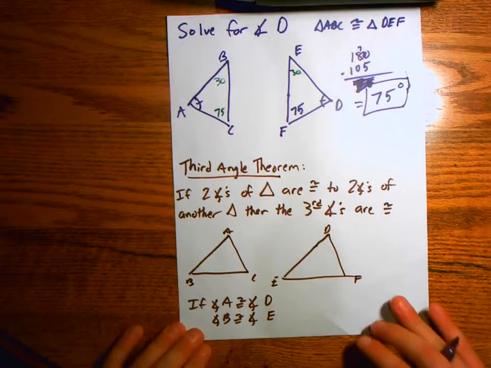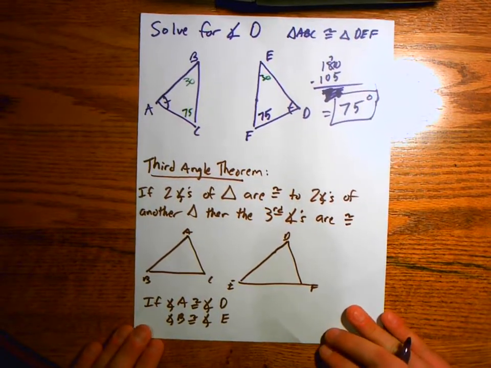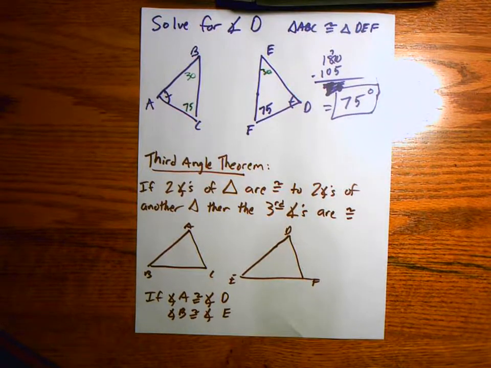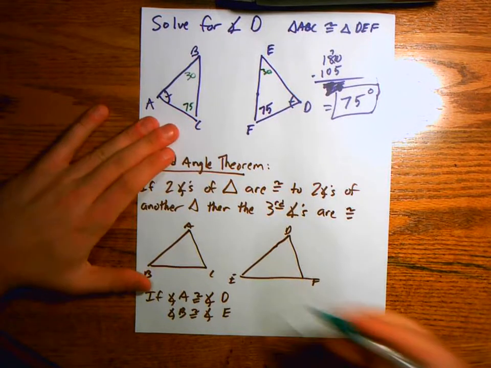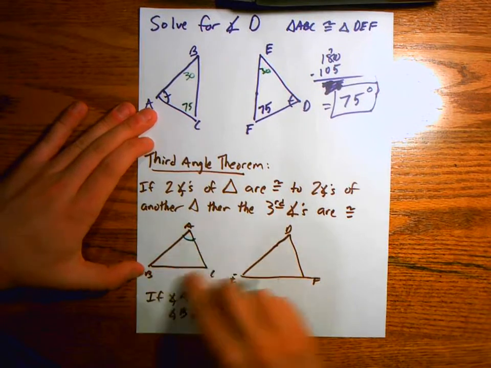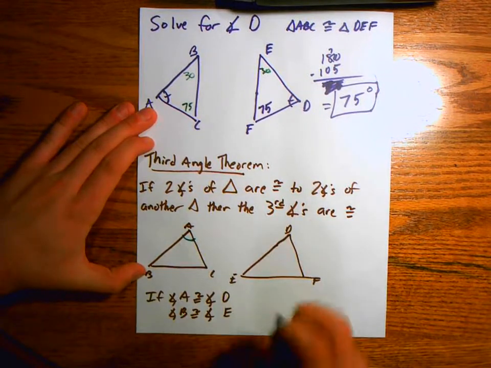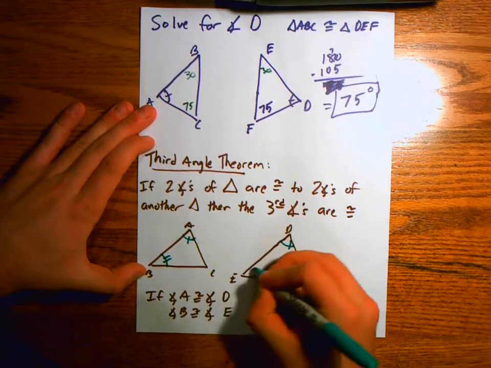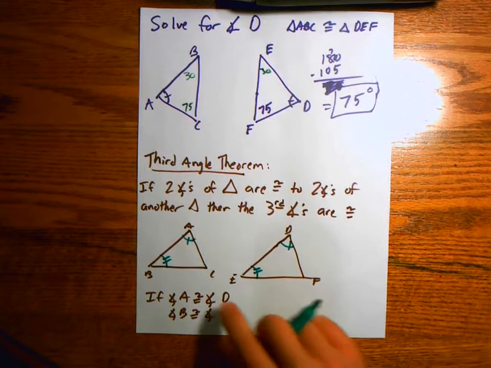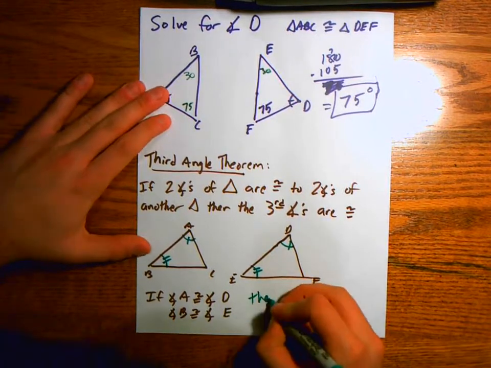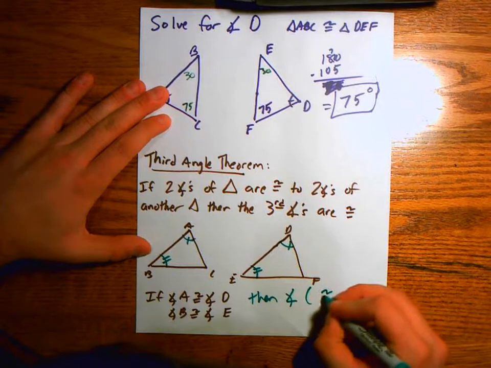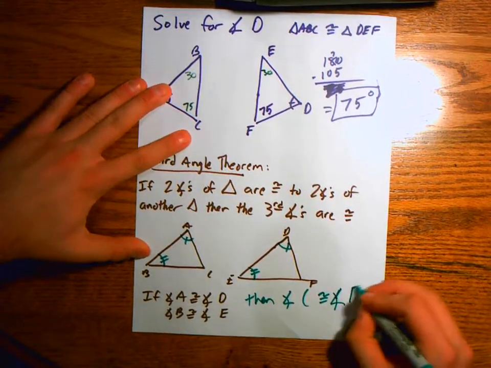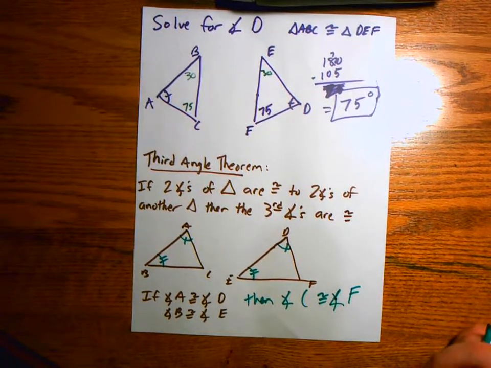Okay, and the last theorem that I want to go over is called the third angle theorem. That is, if you have two triangles where you know that two pairs of angles are congruent, so down here we have ABC and DEF, and if A is congruent to D and B is congruent to E, then because of the triangle angle sum theorem, angle C is congruent to angle F. The third angles are congruent.